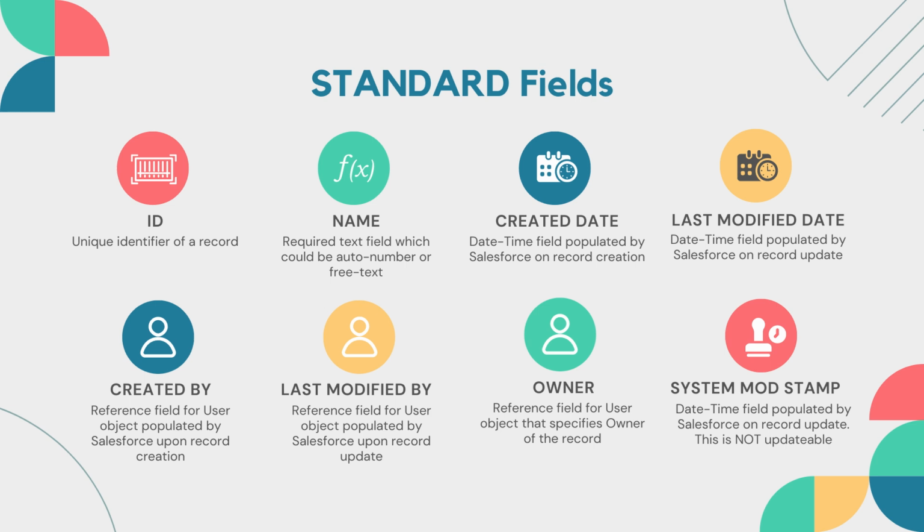Created by is a reference field that is populated by Salesforce to store the user information who created that record. Last modified by is a reference field that is populated by Salesforce to store the user information who updated this record lastly. Owner is another reference field that stores information about the user who is the owner of that record. System mod stamp is a date time field which is similar to the last modified date field but managed by Salesforce and cannot be modified by us. Note that in certain scenarios, we can modify the last modified date field values as well.